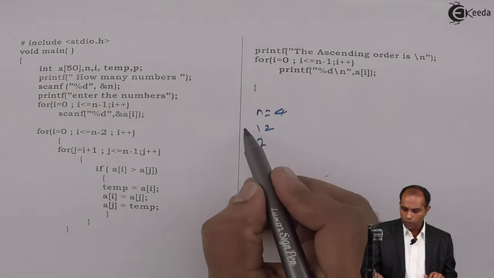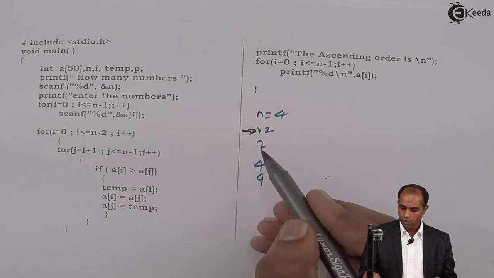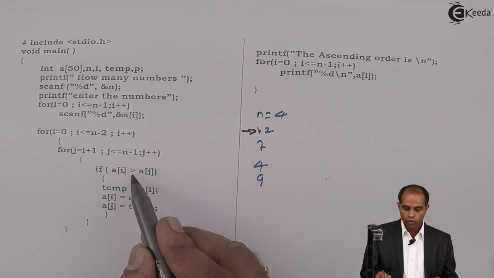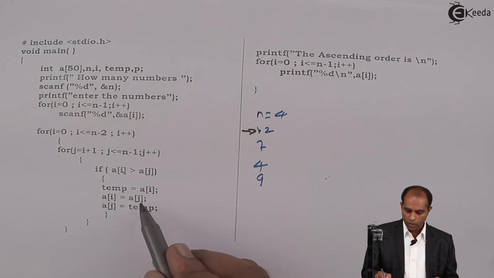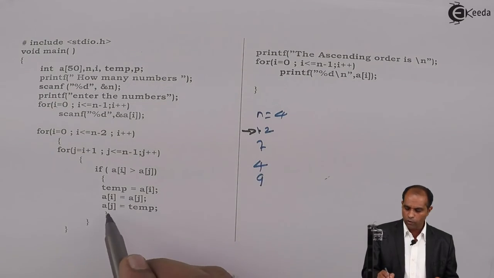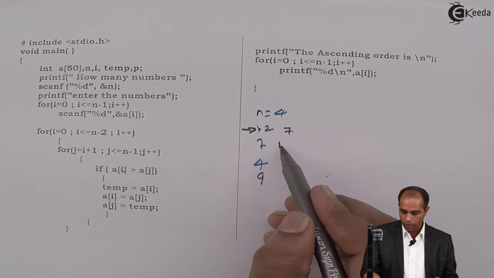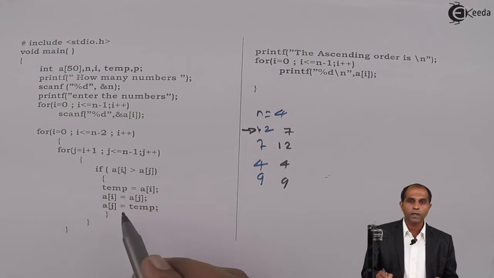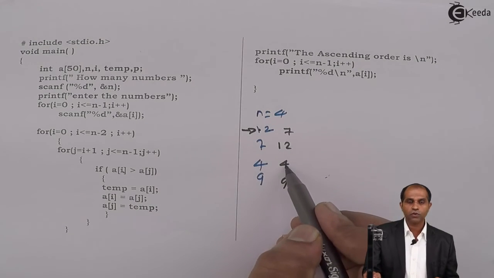See here, when I is 0, J starts with what? I plus 1. 12 greater than 7, true. True in the sense, do this particular swapping operation. A of I goes to temp, A of J goes to A of I, and temp goes to A of J. So 7 comes at this place, 12 comes to this place, 4 and 9. When you go back, which loop gets incremented? J. I is still at 0, J gets increased to next.